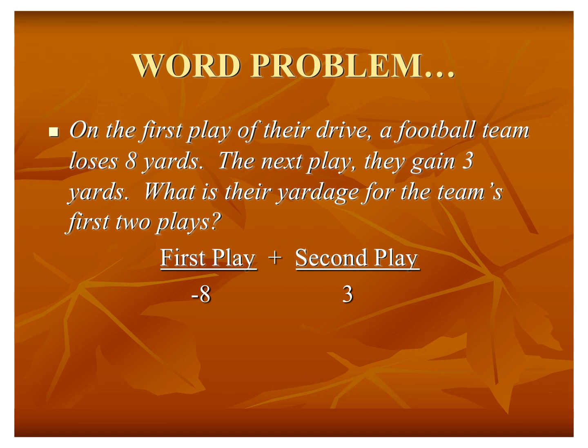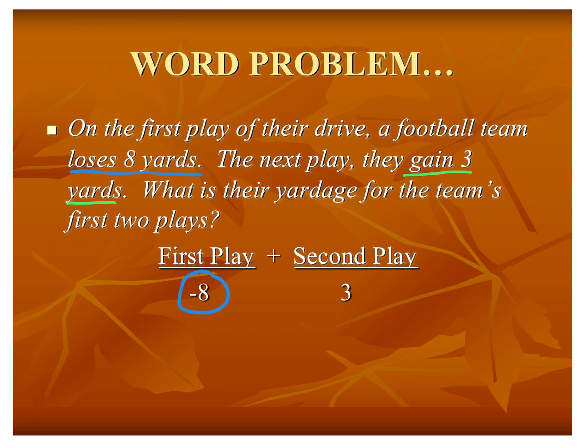Now, if a football team loses 8 yards, loses is a key word that tells you to make something negative. So loses 8 yards, that's why for the first play we write -8. And if they gain 3 yards, in the next one they gain 3, gain means something is increasing, so we want to make it a positive 3. That's why the second play is 3 yards. And if I want to find their total yardage, we're going to add the first play plus the second play. That gives you the total yardage for the team's first 2 plays.